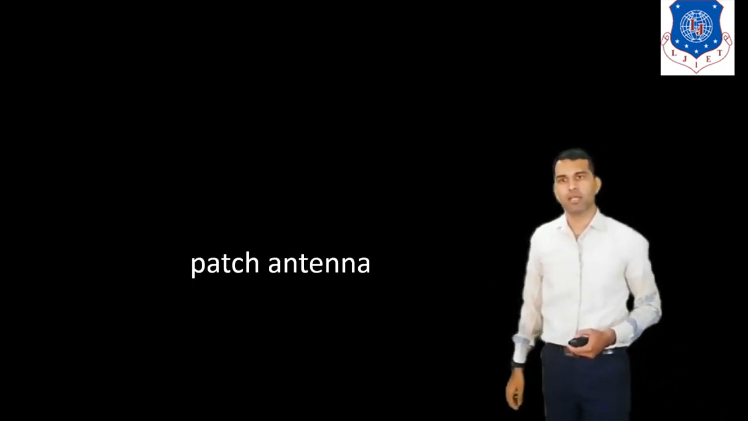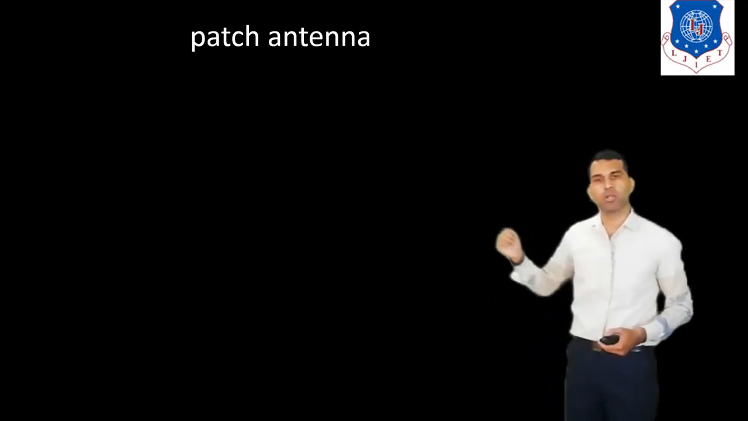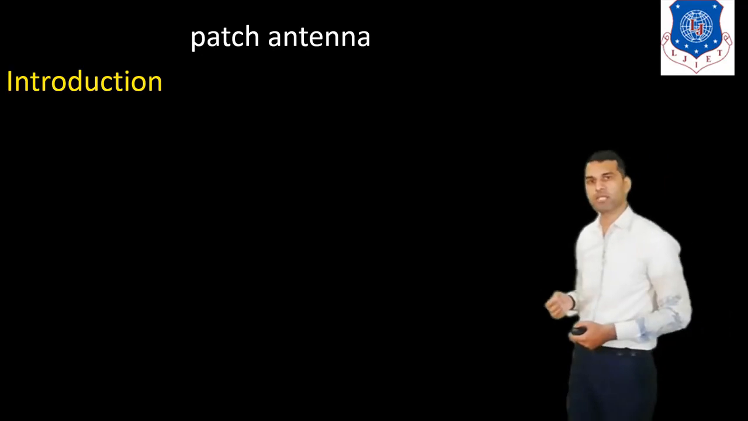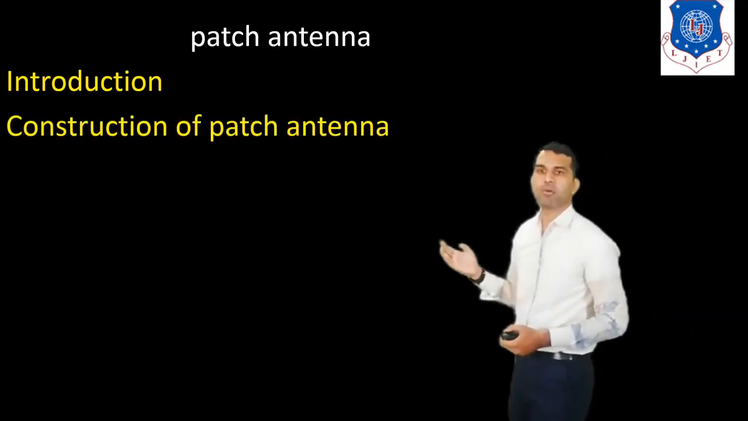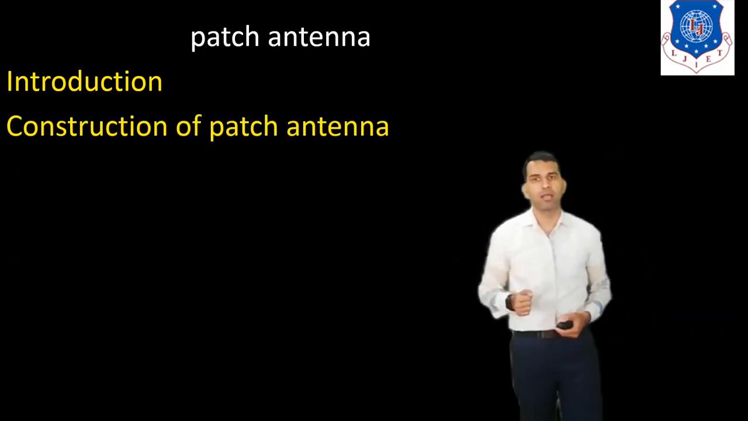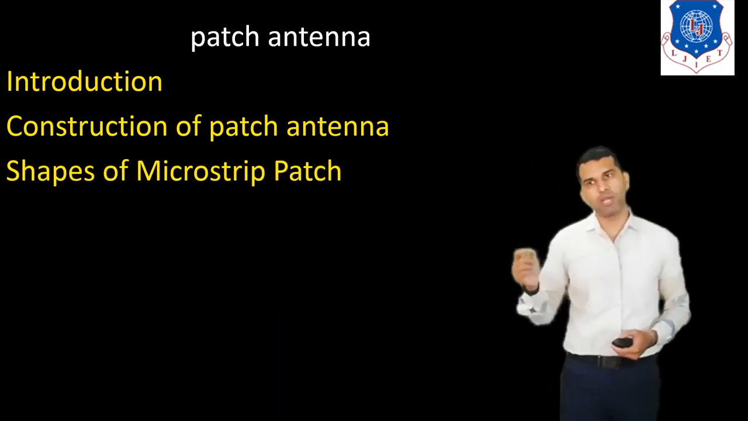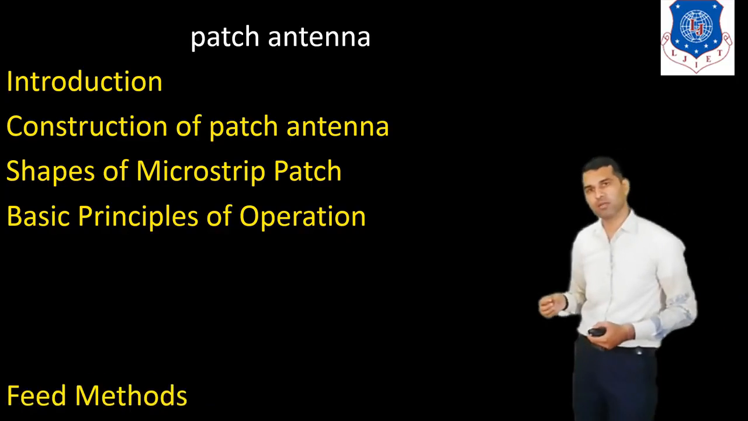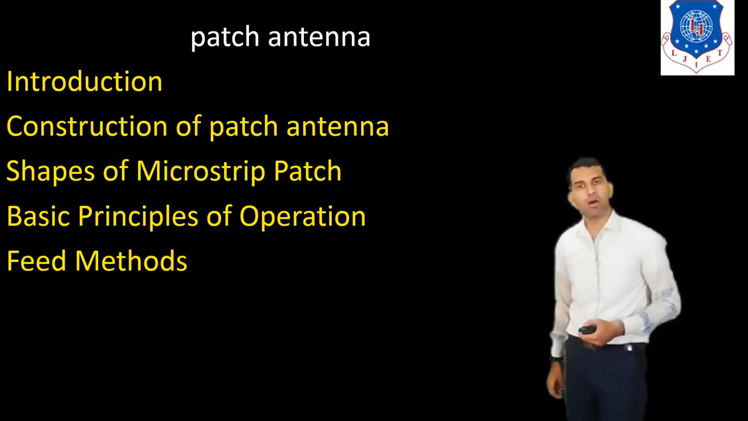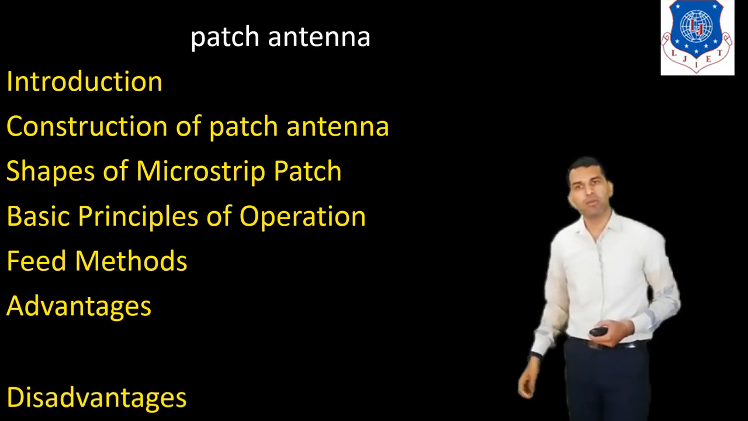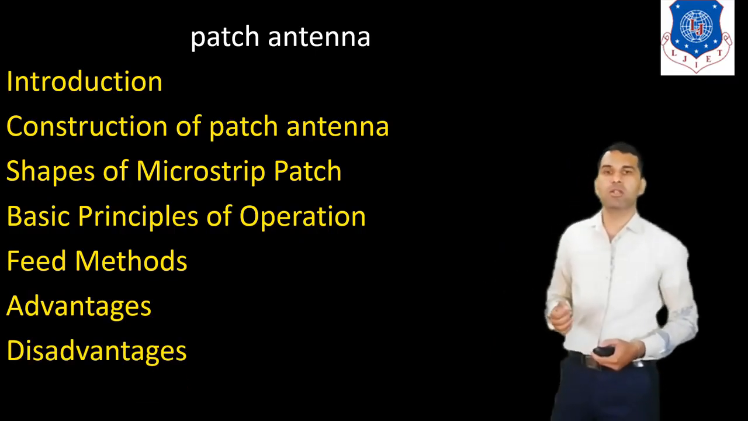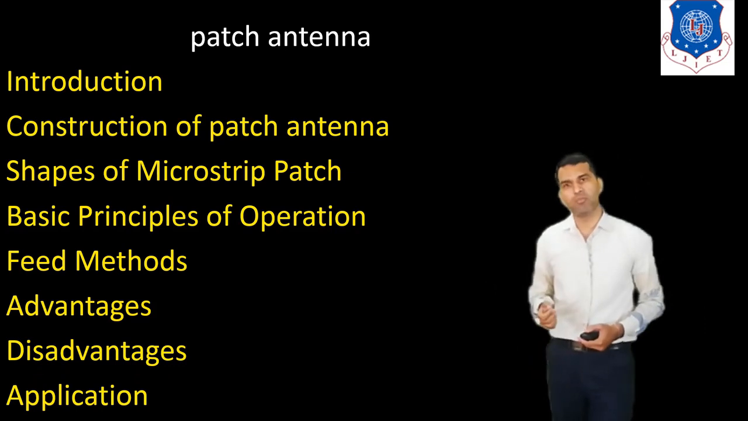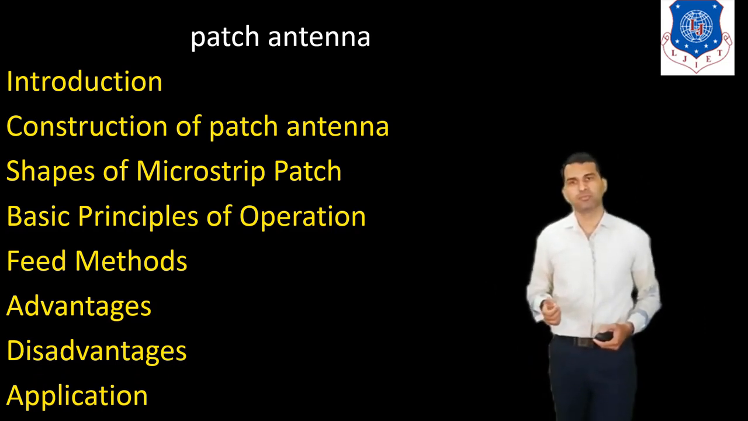So in this lecture we have discussed the patch antenna. We discussed the introduction of the patch antenna, then the construction of the patch antenna, then the shapes of the patch antenna, then the basic principle of operation, then the feed methods of the patch antenna, then the advantages and disadvantages of the patch antenna, and last the applications of the patch antenna.